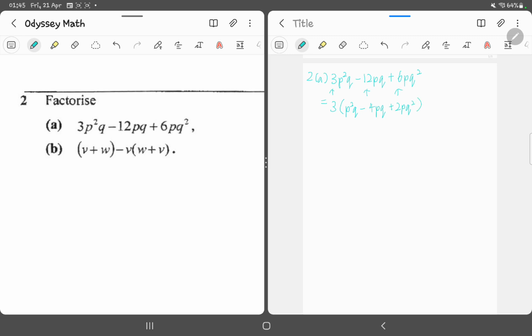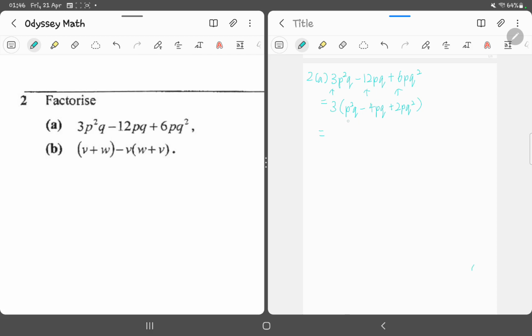Okay, so if you are not sure whether you have done it correctly, you can actually multiply everything back inside to make sure you get back this expression over here. So this gives us, just an example, this is not part of the working, 3p square q, then 3 times minus 4pq, so 3 times minus 4, minus 12, then put the pq, and here 3 times 2pq square, so 3 times 2 is 6, so 6pq square. So indeed, we get back the expression earlier, so the factorization is indeed correct. Okay, so let's continue on the working.